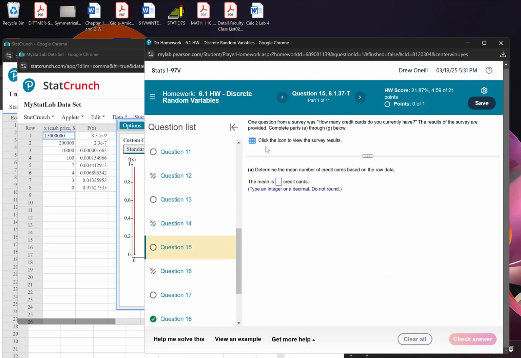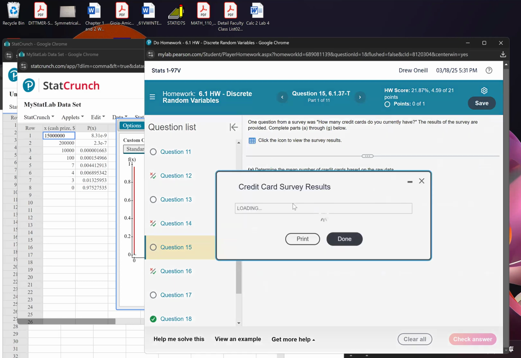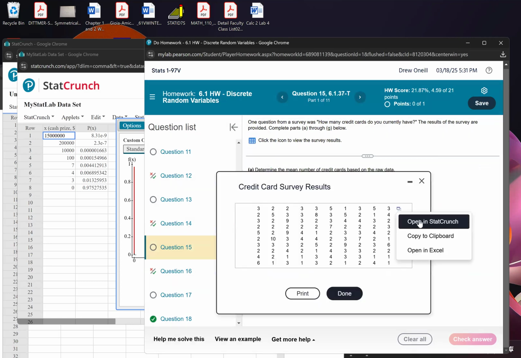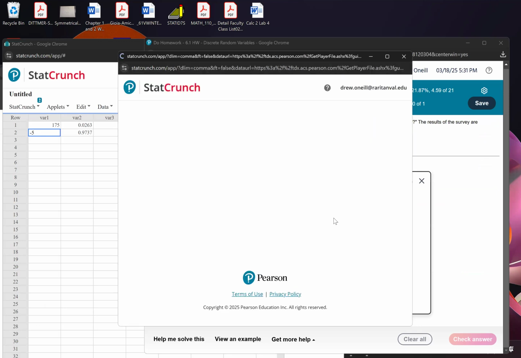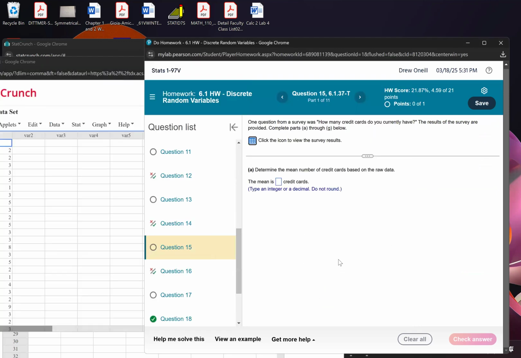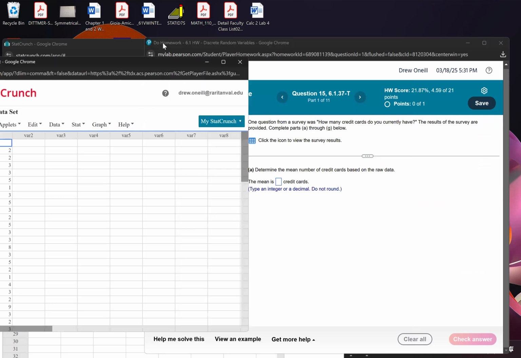Let's see. Okay, this one, again, this is sort of a blast from the past. We have to do our own frequency calculation first. So we have to find the mean from raw data.